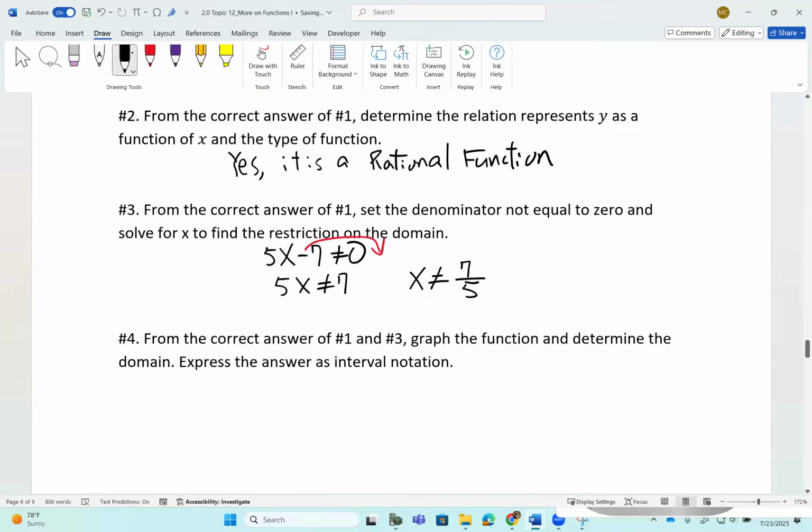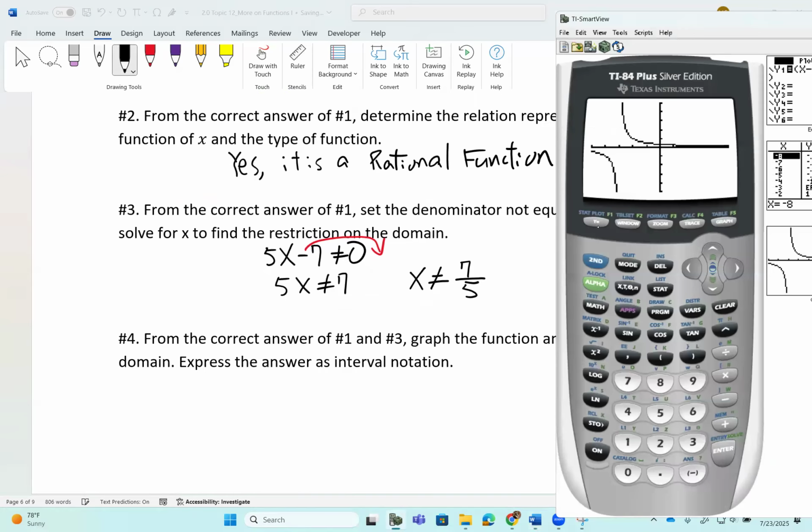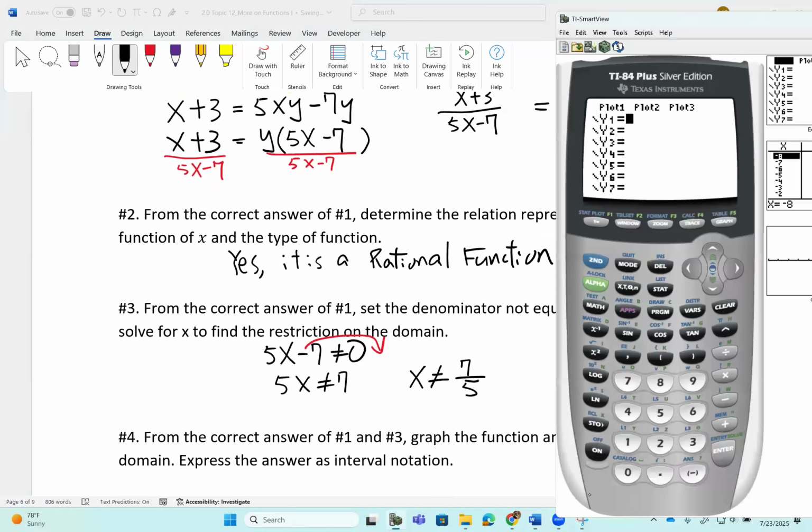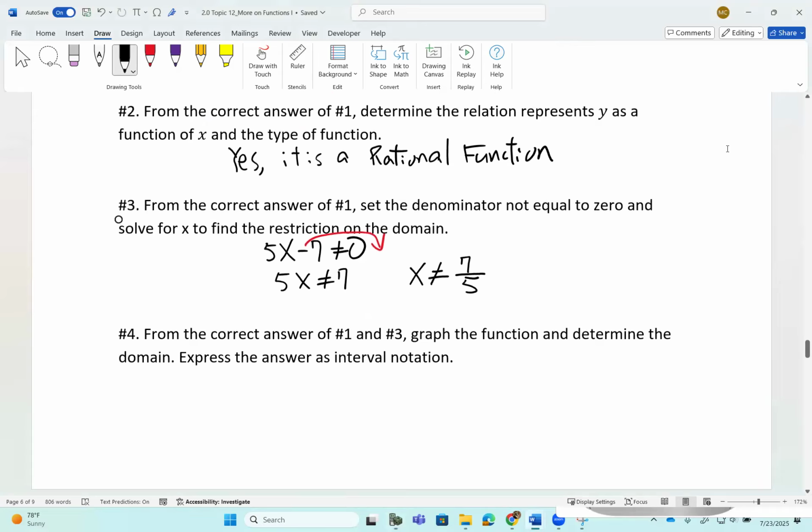So one restriction, that means my graph is divided into two parts. I'm gonna scroll down a little bit. Yep, x plus 3 divided by 5x minus 7. This is what I'm gonna do, standard window. So this is what my rational function looks like. There you go. So this arrow keeps on going to the left. It's just hovering so close to the x-axis you can't even see it. All right, so with one restriction, my graph is divided into two parts.